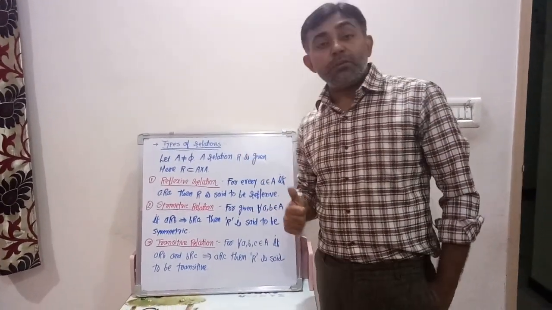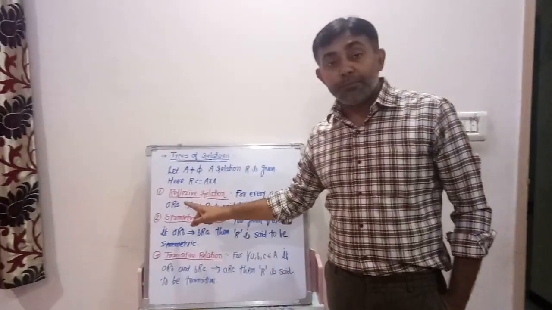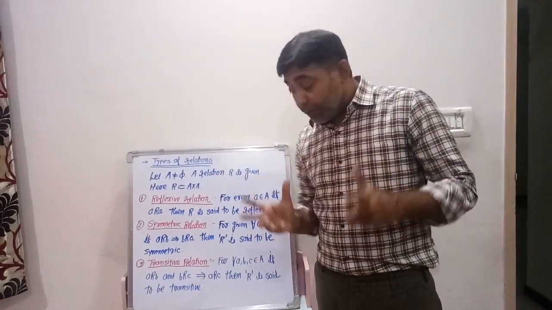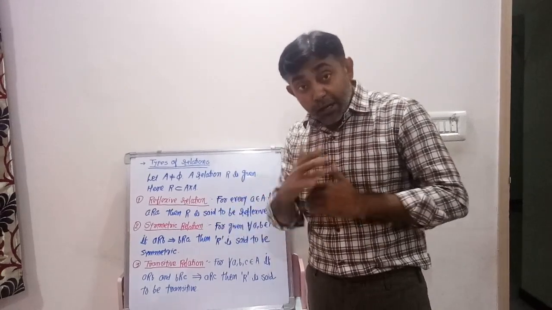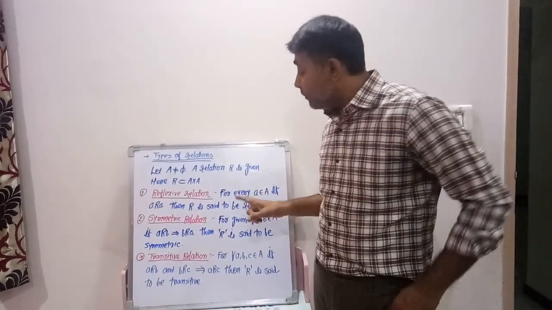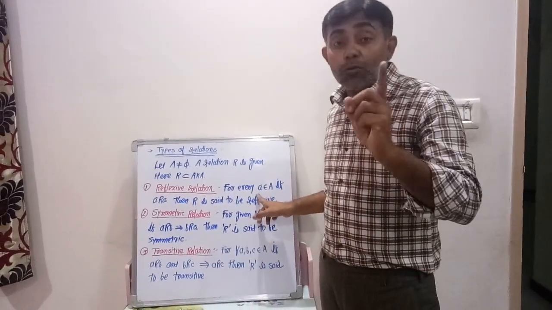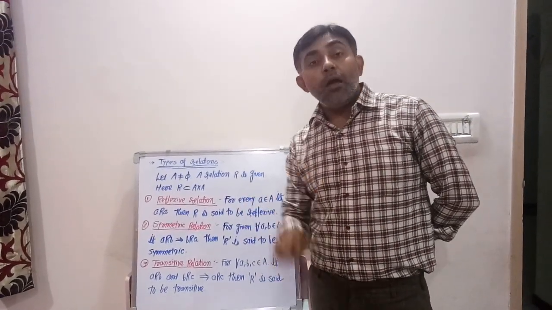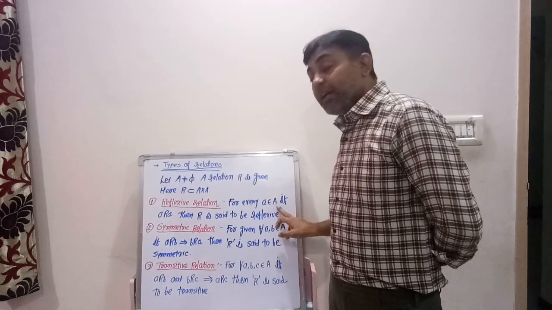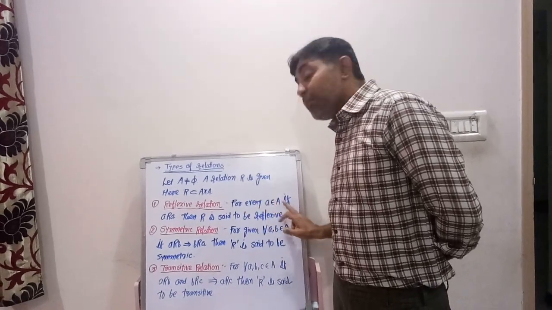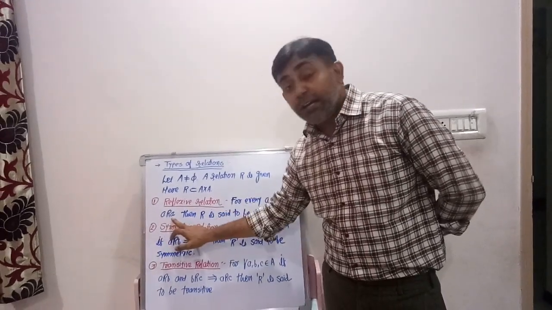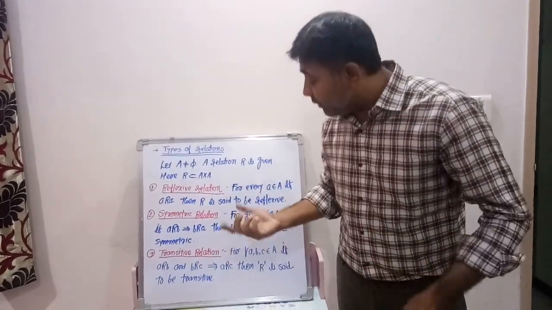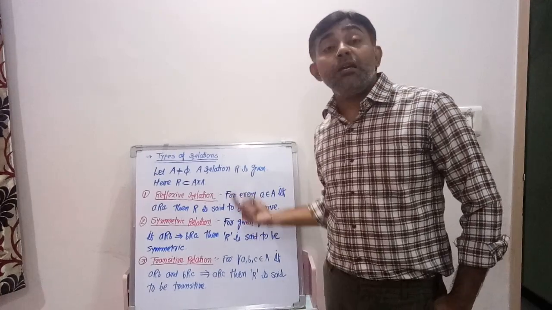The first type of relation is the reflexive relation. We have to remember the word reflexive. It means one kind of reflection: an element connected with itself. For every a belongs to A, if a is related to a, it means an element is related with itself, then the relation is said to be reflexive.